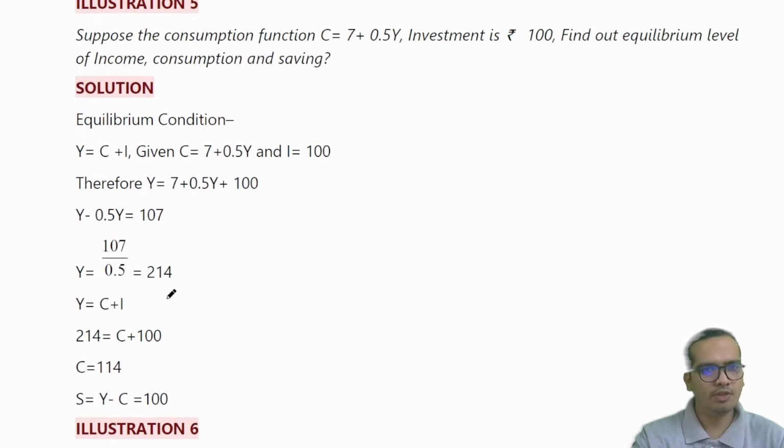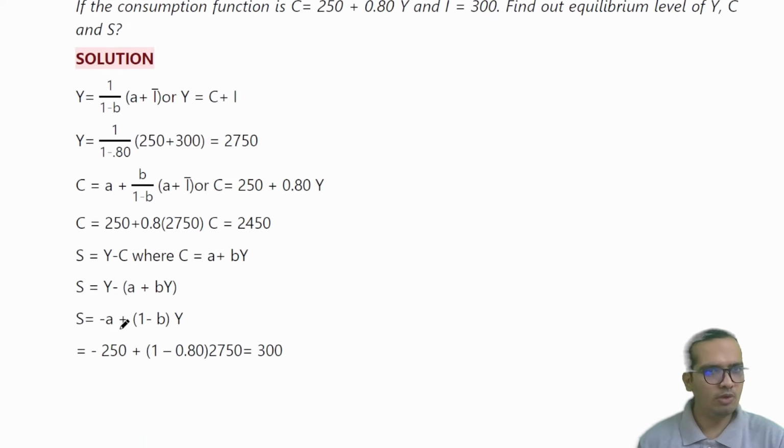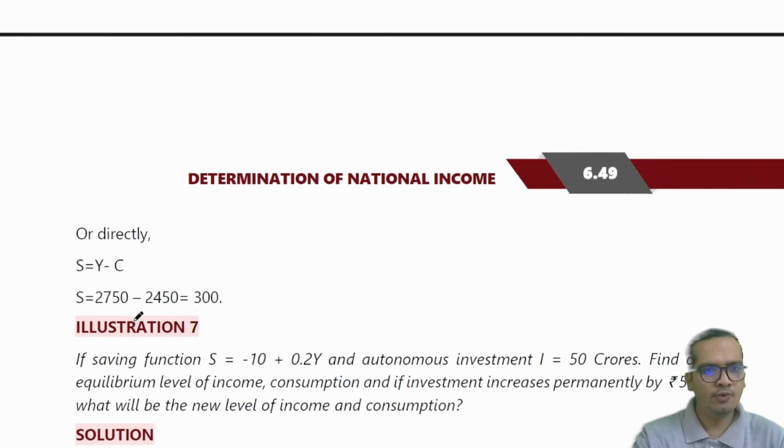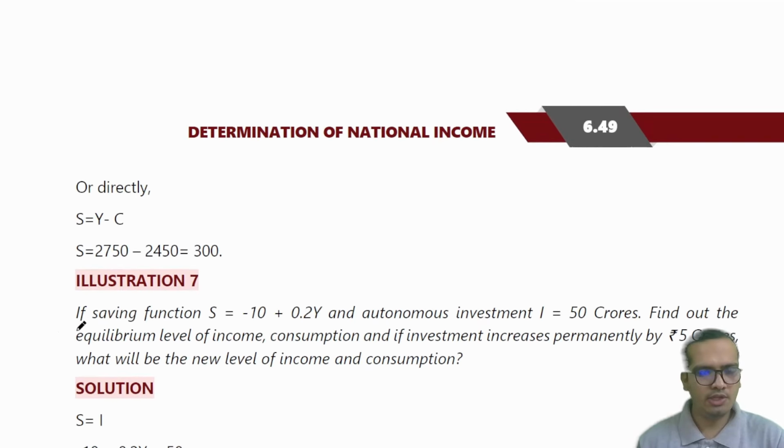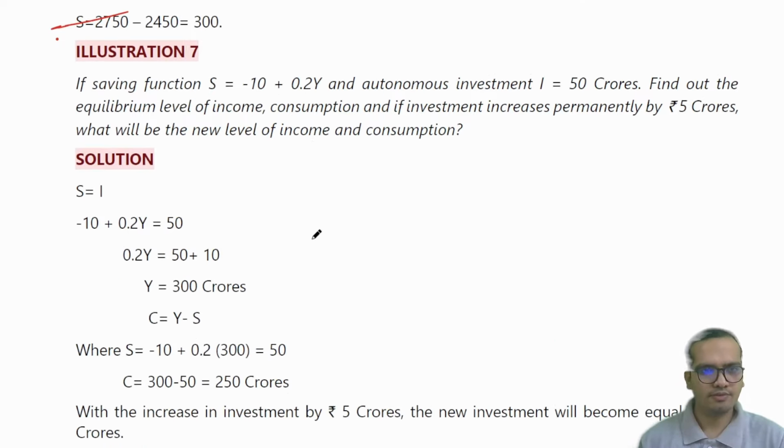Similarly, we have more examples. I will just go through in a fast manner. Suppose the consumption function is given, find out the equilibrium level of income, consumption and savings. So we have the above income, consumption and saving. Similarly, one more. I am just going through it, hoping that you must solve it in a handwritten manner practically, and not just do auditing, which I am doing right now, at least once or twice.